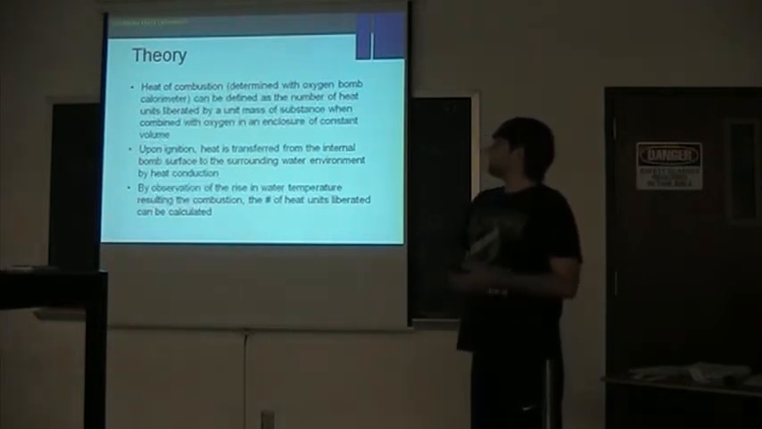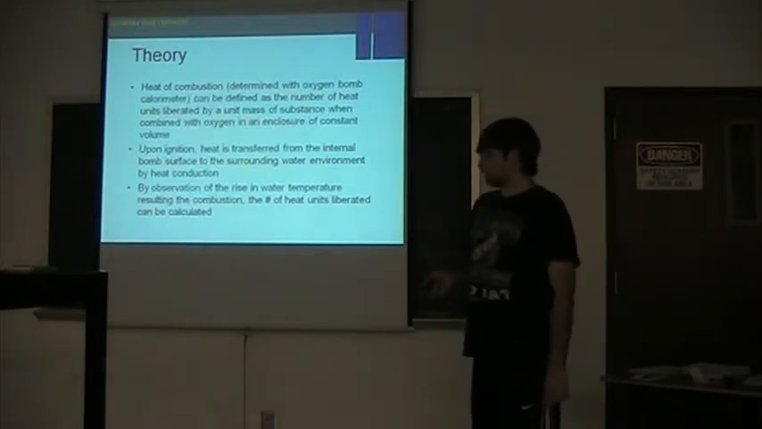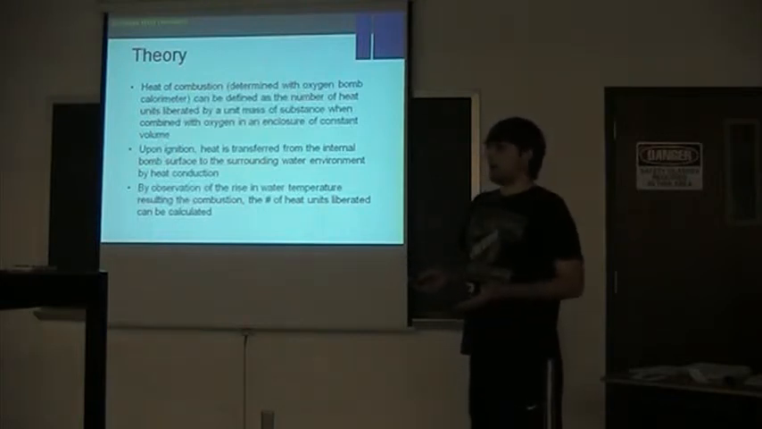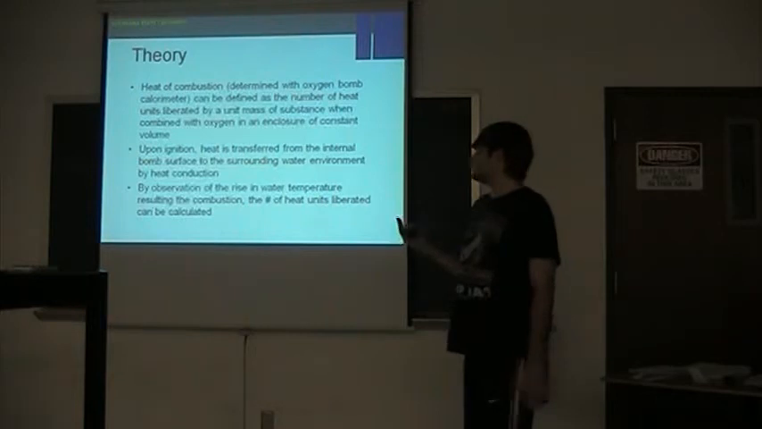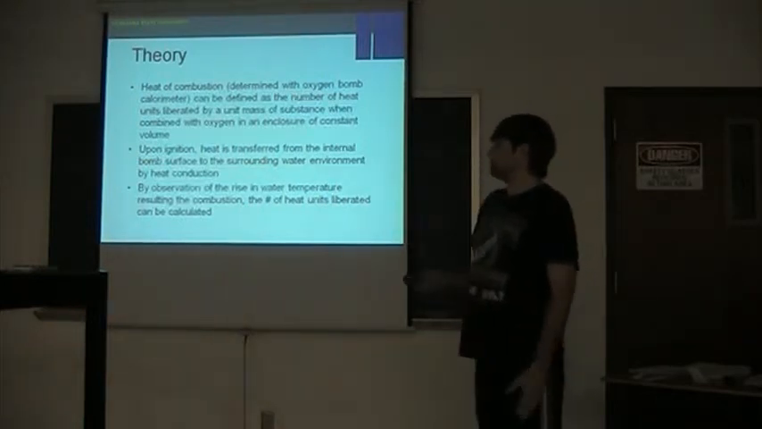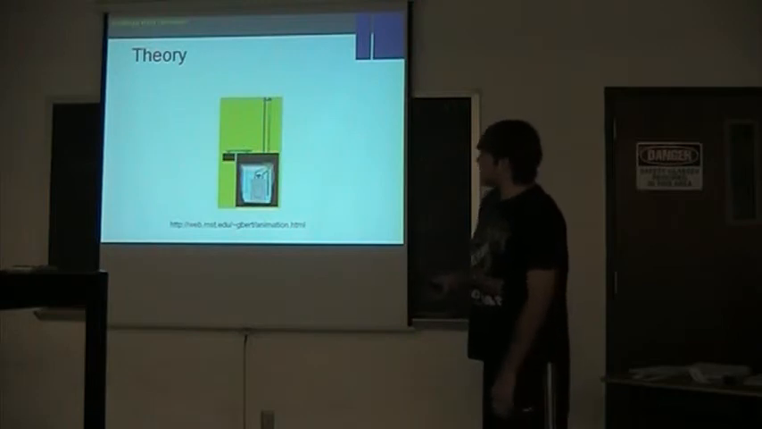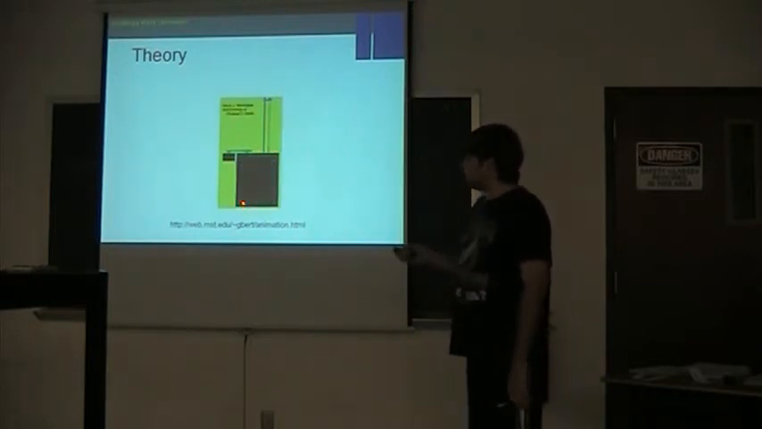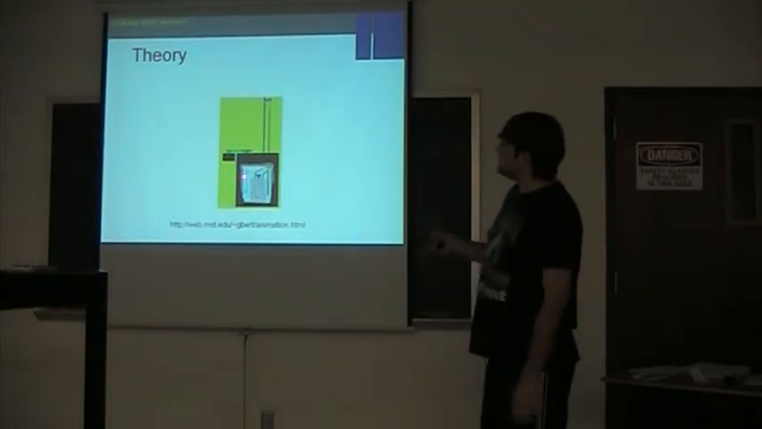We're going to ignite the bomb calorimeter. Heat is transferred from the internal surface to the surrounding water, and this is done by conduction. And we observe the rise in water temperature, and from this we can calculate our Q value, or our number of heat units liberated, or heat of combustion. Here's a little image of a bomb calorimeter. At the bottom you can see where the combustion is happening and then the temperature is rising.